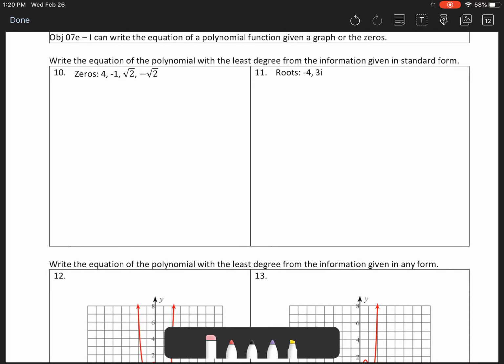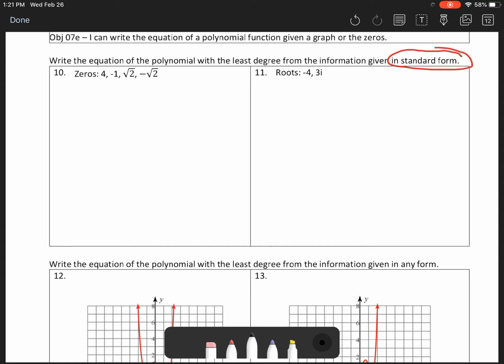Okay, last thing is finding the equations of your polygons and talking about least degree. These aren't so bad putting them in factored form, but you're going to have to watch out for things like when it asks you to put it in standard form. So what I would do with these is start out in factored form, which is pretty simple, and then multiply it out to get standard form.